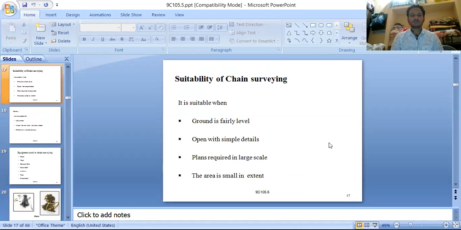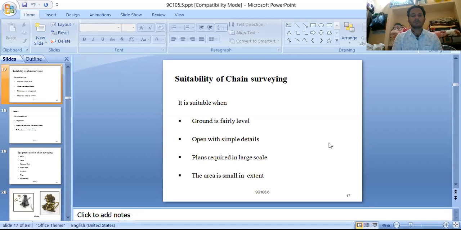We will see the suitability of chain surveying, where it shows. If the ground is fairly level, then we can use chain surveying. Whereas in hilly or undulated areas, chain may not give a proper or accurate result because of undulations. So it is suitable if the ground is fairly level, and the ground is open with simple details. It should not be like a forest. The land should be filled with simple details.